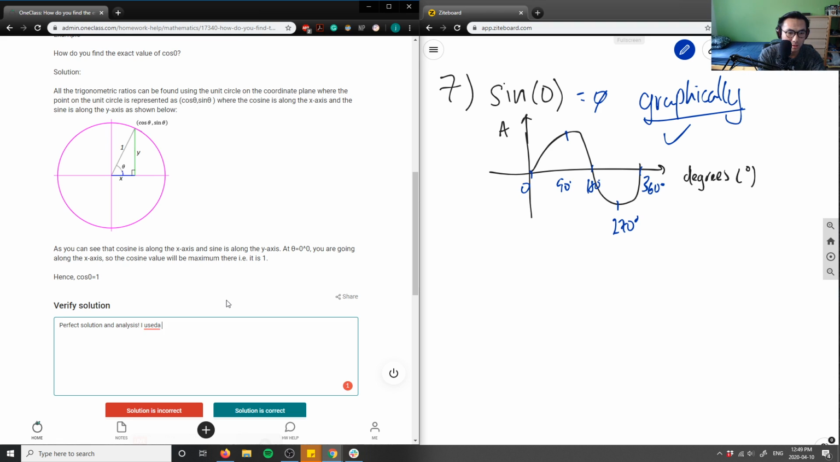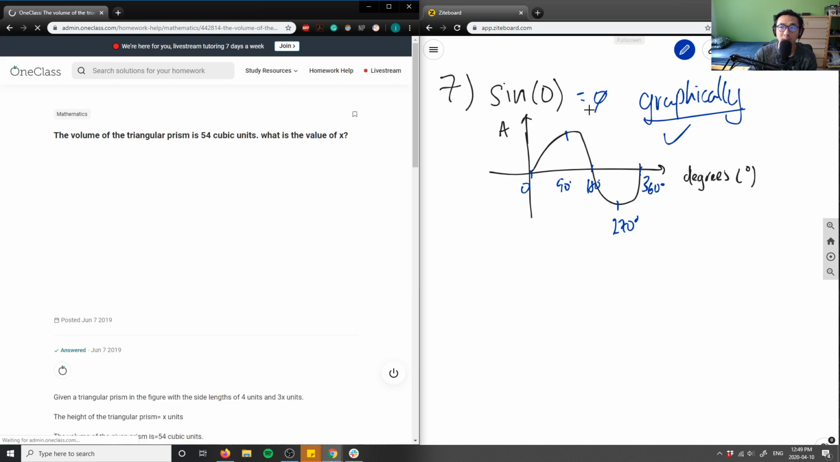I used a graphic. I solved this question by plotting the sine function. Love the unit circle approach as well. Solution's correct. Sweet, that's number 7.